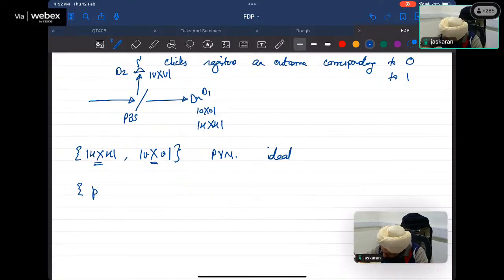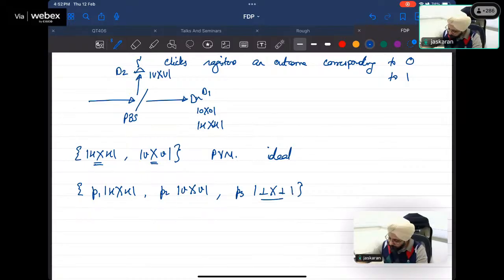So with some probability P1, we will have HH. With some probability P2, we will have the outcome corresponding to VB. And with some probability P3, we will have an outcome. We can label that as perp, which states that both detectors did not click.